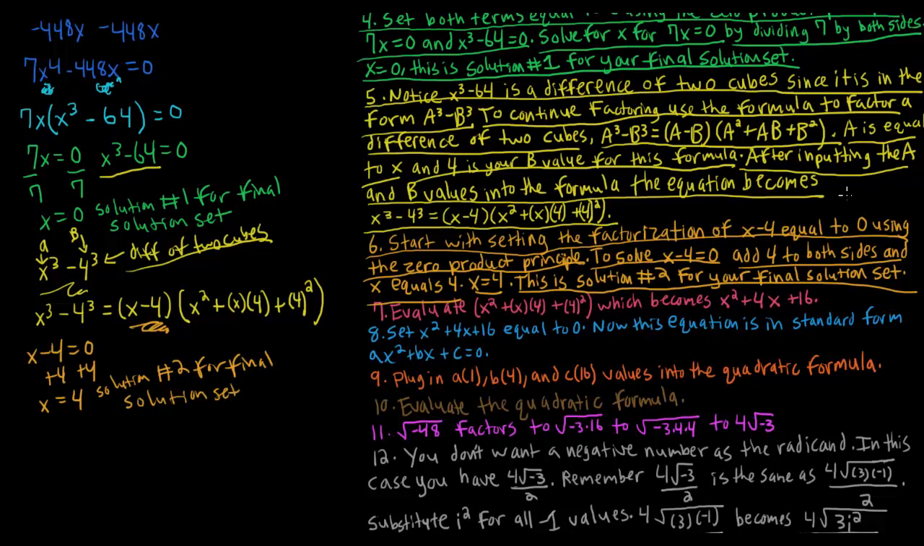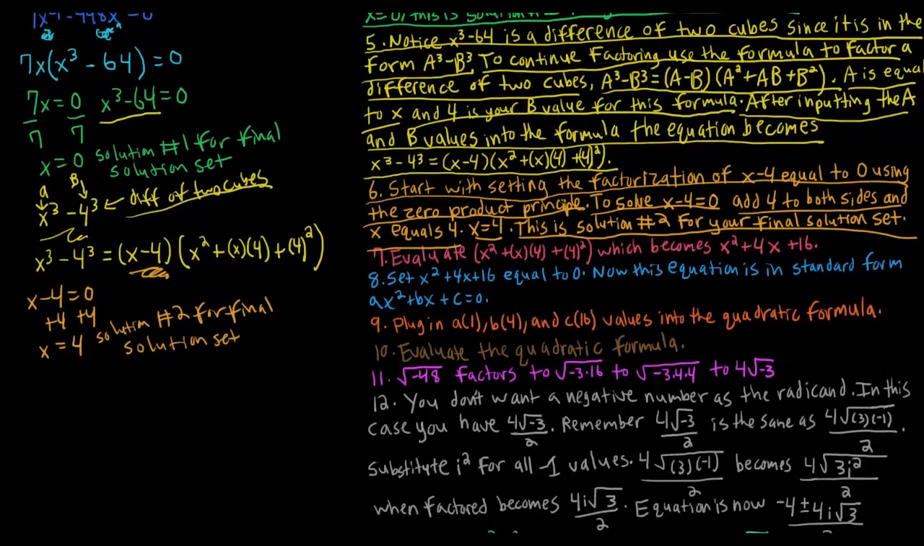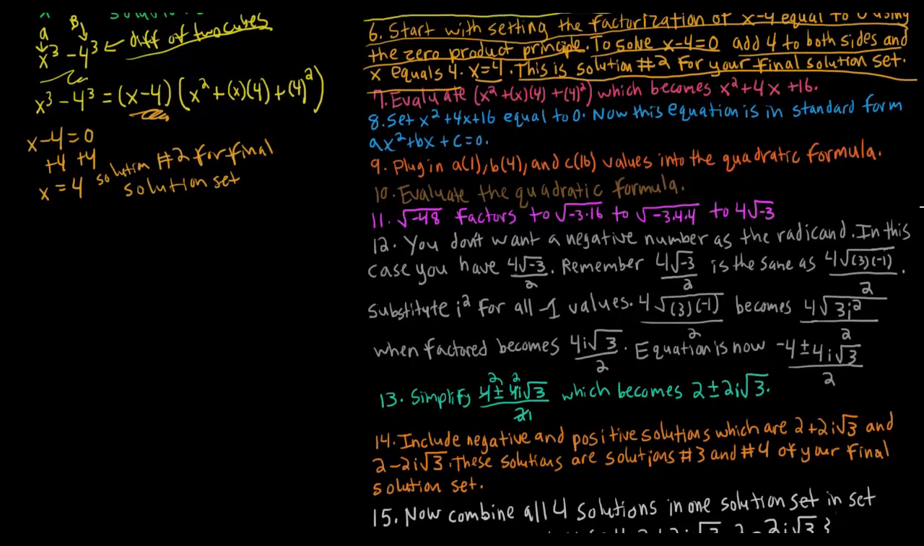And next we can go down to step 7. Step 7 wants us to evaluate x squared plus x times 4 plus 4 squared, which becomes x squared plus 4x plus 16. So this left part right here we need to evaluate. We need to evaluate x squared plus x times 4 plus 4 squared.